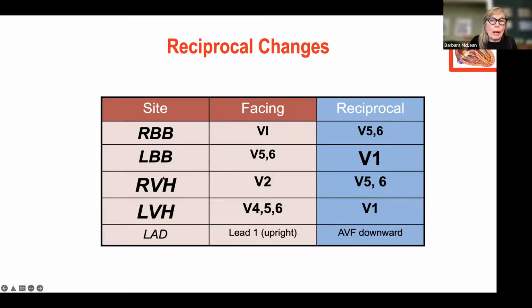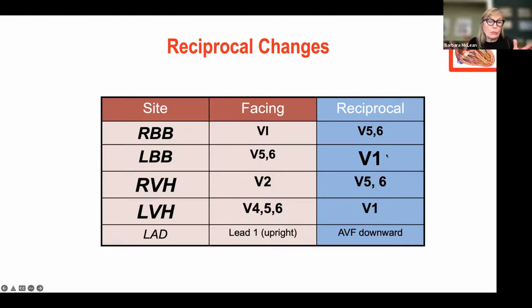Your left bundle branch block, you're going to see that in V5 and V6. That's where you see it. And you see an upright that takes a lot of time. And in V1, you see a really big downwards that also takes a lot of time. So you're looking at the opposite from either wall of the heart. With right ventricular hypertrophy, usually that's diagnosed in V2. You've got a really, really big R wave, but it didn't take much time, just a lot of voltage. And over here in V5 and V6, you're going to see a deep S wave, but it's not wide.